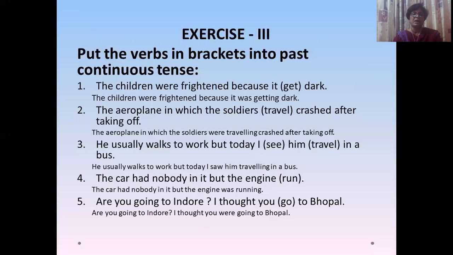Next sentence: The car had nobody in it, but the engine ran. Now, the car had nobody in it, but the engine was running. This is how we have changed the verb into the past continuous form of the tense. Now the fifth one: Are you going to Indore? I thought you go to Bhopal. Now here the verb is go. Are you going to Indore? I thought you were going to Bhopal.